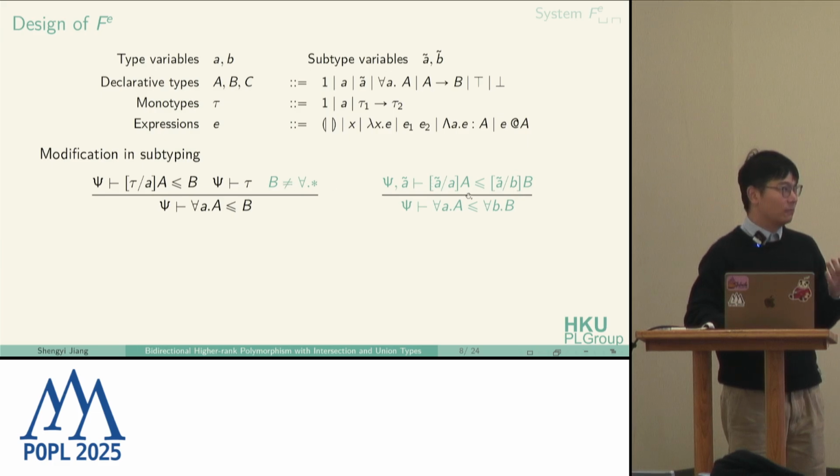So instead, we change this rule to only compare two ∀ types. And also, we introduce this subtype variable, which is not a monotype, so it will not be used by later instantiations of ∀L rule. We also add a restriction in the ∀L rule to say we always prioritize this rule over this rule when both sides are ∀ types.